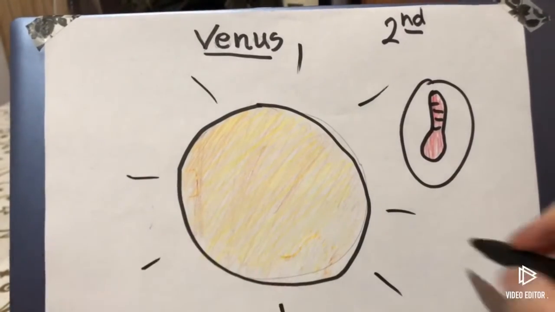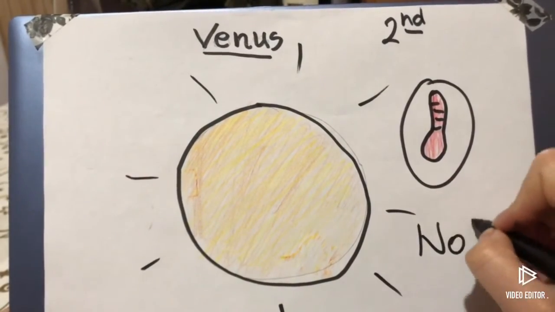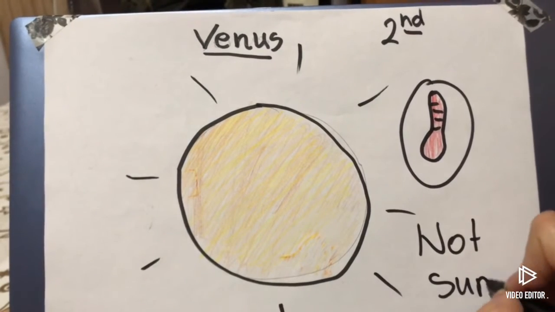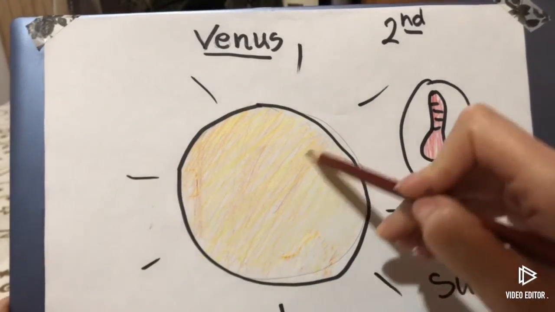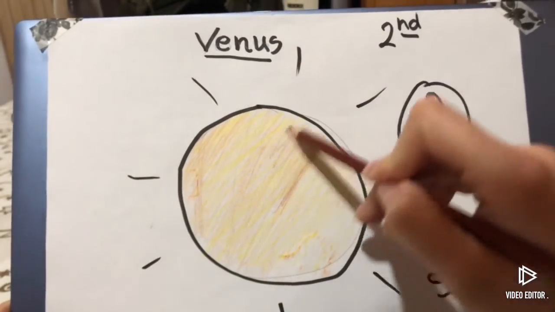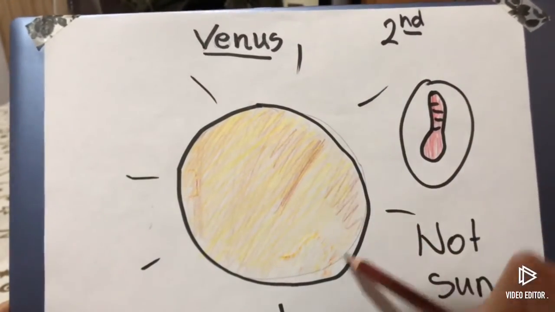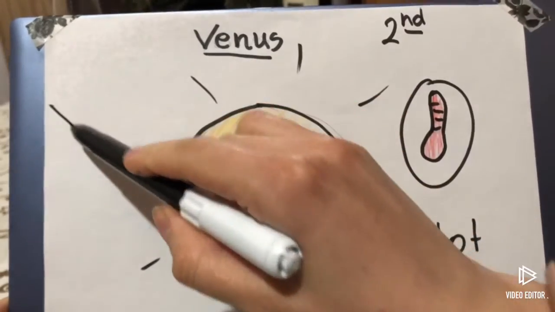It is not the sun, but it's very bright. It is not the sun, it's Venus, but it's very, very bright. Now, that's why we're going to add more brown to it, so you know that this is not the sun. The sun is here, right there.